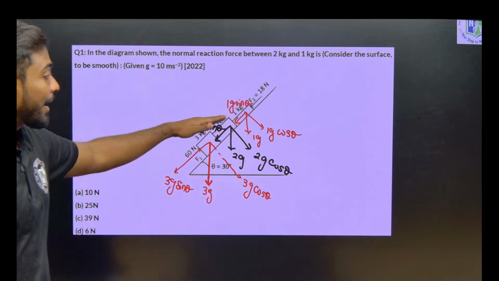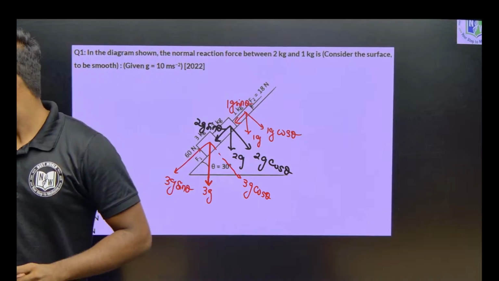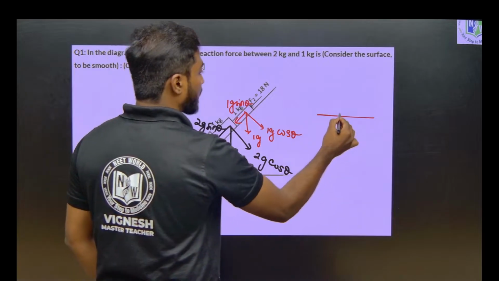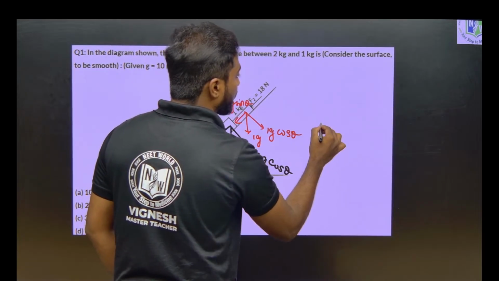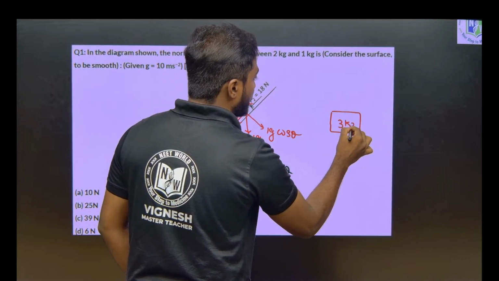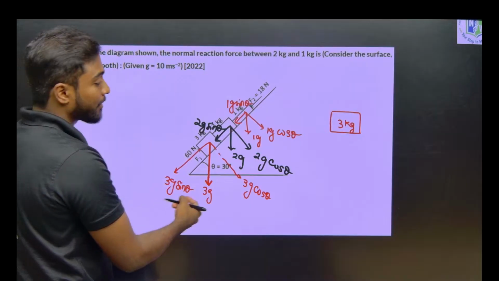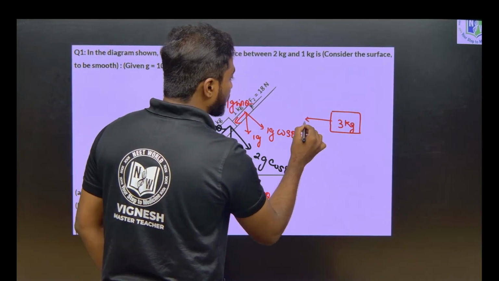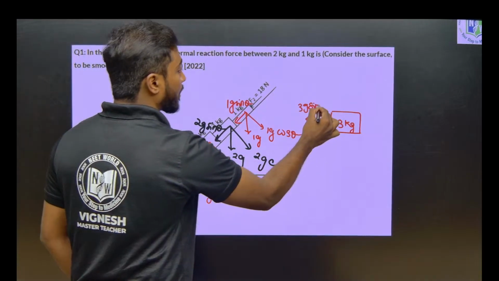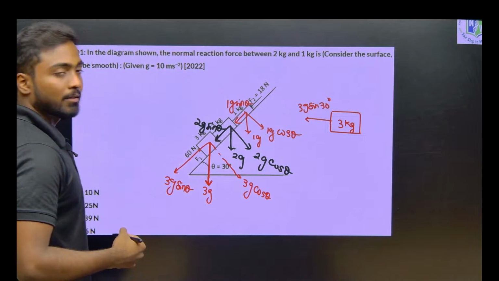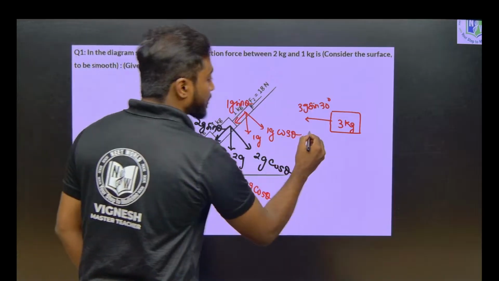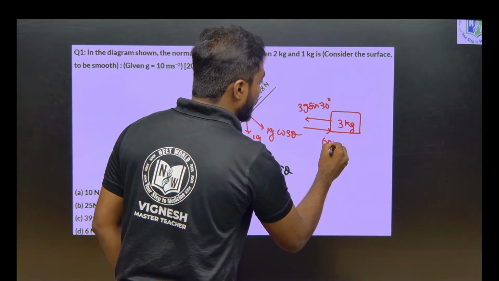Now I can directly apply the things given here. First, let me take the 3 kg block. What are the forces acting? One is 3g sin theta acting in this direction. What is the angle given? 30 degrees, right? Now one more force is acting in this direction, that is 60 Newton.